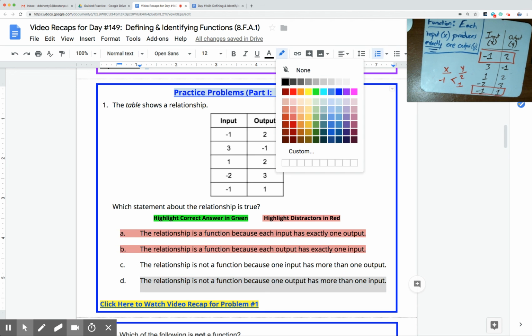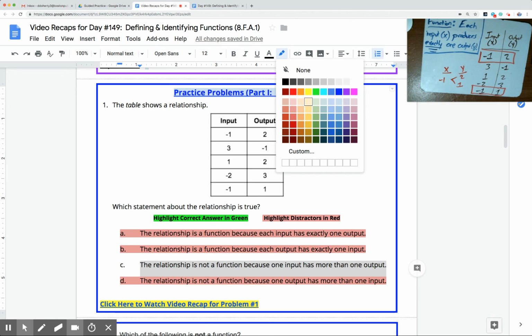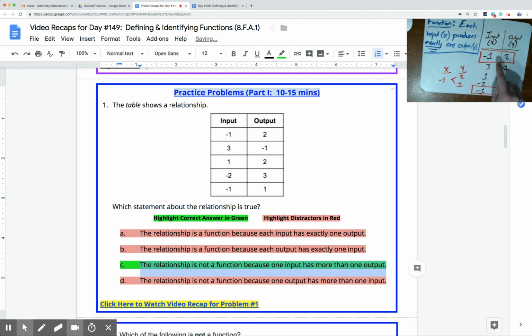That's a false statement. So our correct answer is C. We recognize it's not a function because -1 appears twice as an input. That really means -1 as an input has more than one output. So there's the correct reasoning to support your correct answer.